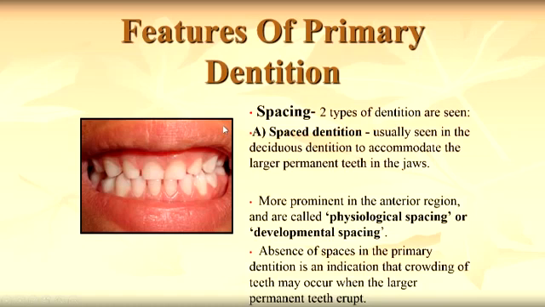The main feature of primary dentition is spacing. Two types of dentition are seen. First one, spaced dentition, usually seen in the deciduous dentition to accommodate the larger permanent teeth in the jaw. More prominent in the anterior region, it is called physiological spacing or developmental spacing. Absence of space in the primary dentition is an indication that crowding of the teeth may occur when the larger permanent teeth erupt.